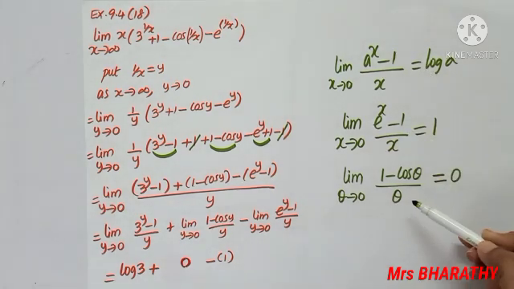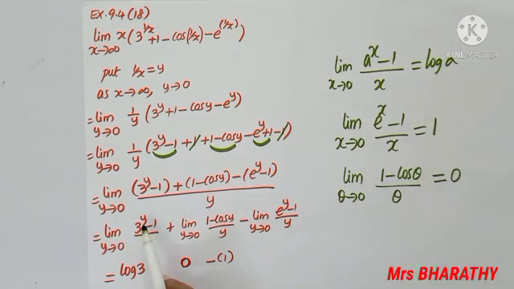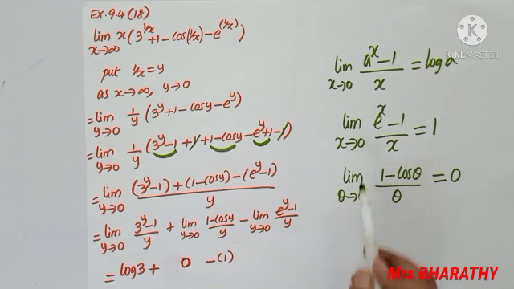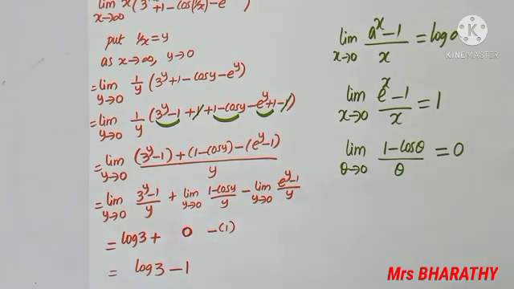As we apply the 3 different formulas for the 3 different terms. First one, log a, here it is log 3. Second one, the entire answer will become 0. Third one, e power x minus 1 by x becomes 1 as x tends to 0. So this particular term becomes 1. So my final answer is log 3 minus 1.